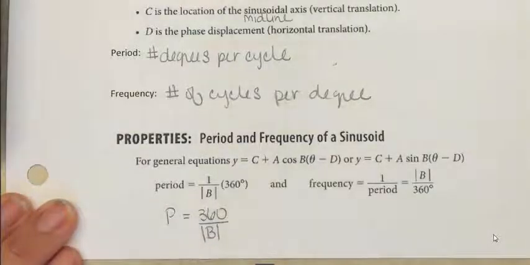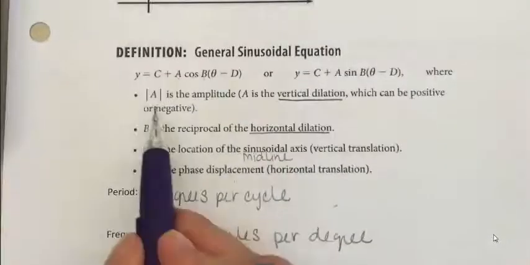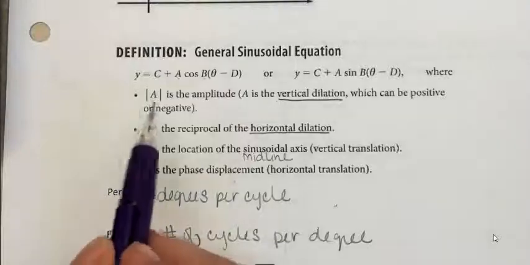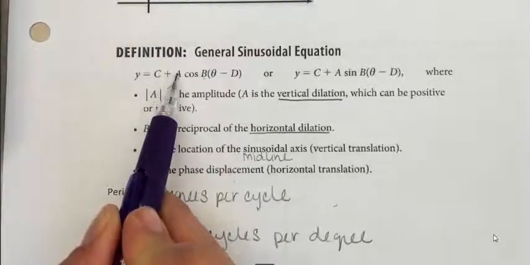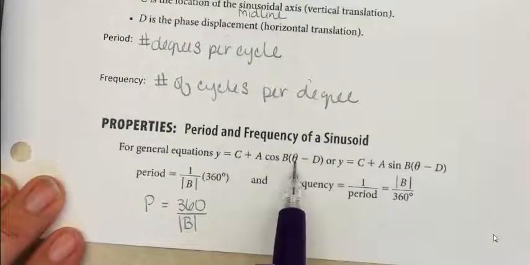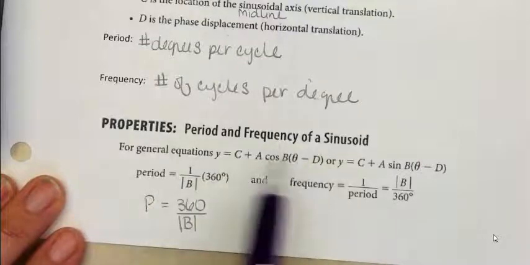If the inside of the function is negated, that's a reflection across the y-axis. Okay, so we don't really think about B and A in terms of positive and negative. We think of, if they're going to be opposite of what they should be, then it's a reflection. This would be a reflection in the x-axis. B would be a reflection because B is right next to the input, right? So that would be a reflection in the y-axis, okay?